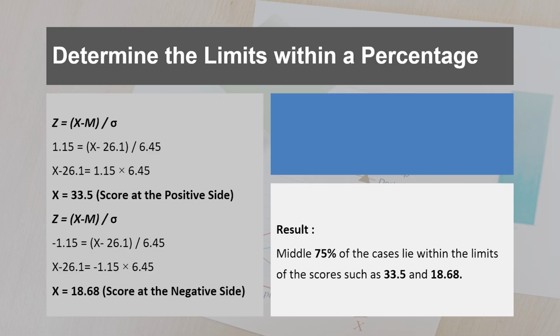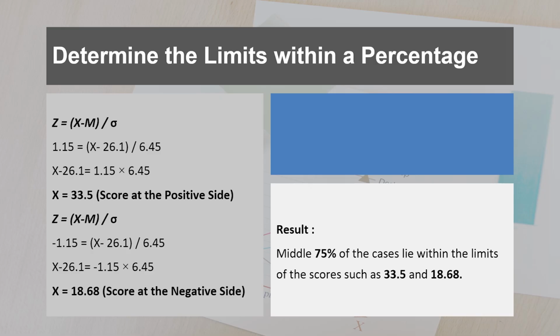Okay. And equally at the negative side, you have the z value of minus 1.15 is equal to x minus 26.1, the mean, x is the individual score, divided by 6.45, the standard deviation. Just simplify it. So you will get the value of x is 18.68. This is one of the scores at the negative side. So in the result we can say that the middle 75% of the cases lie within the limits of the scores 33.5 and 18.68. So one limit is 33.5 and the other is 18.68. So these are the two limits.